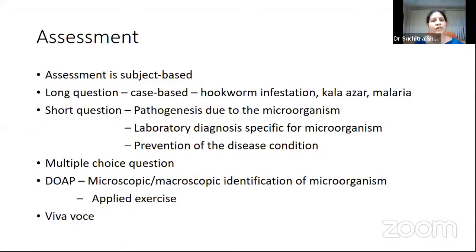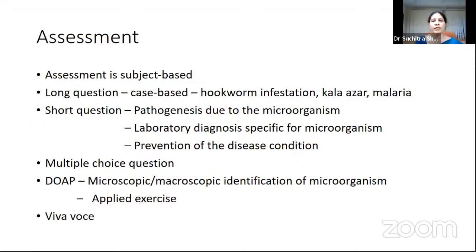There's a lot of scope to give a multiple choice question, but at what level we will be giving the multiple choice question, whether at a recall level or at an analysis level, is something which we have to discuss and decide, and try to encourage the students to have the assessment at a higher order.